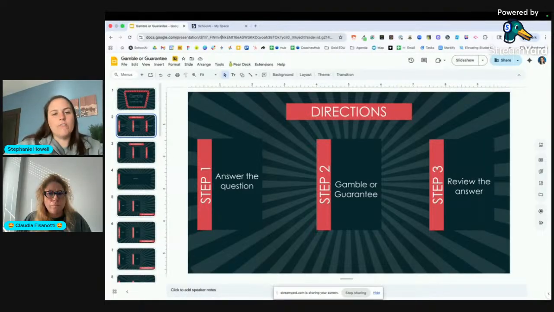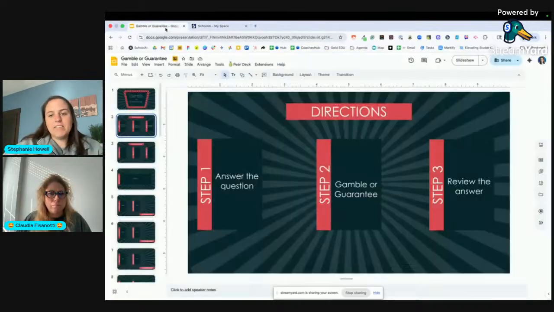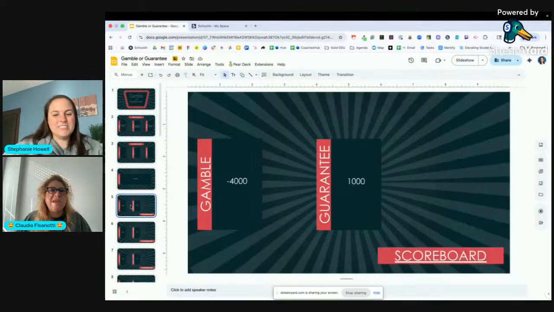So then I would solve 1/6 plus 1/8 with my class. And after I solve it, they have to decide: did they get the points or did they not? Yes. So if they get it wrong, they don't get anything. But if they got it correct, they get their points or negative points.